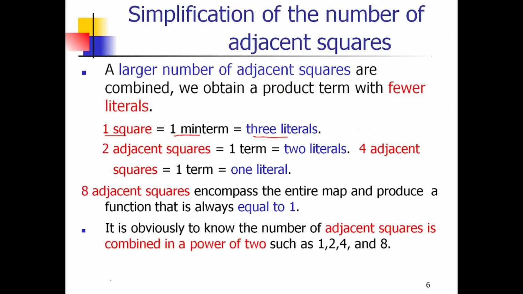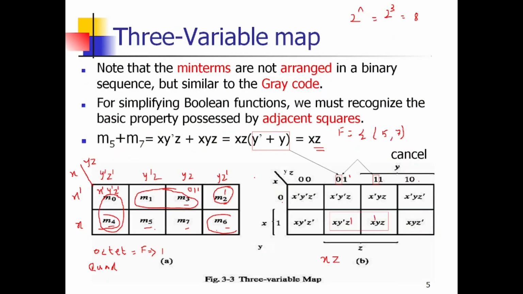Then next is 4 adjacent squares. For 4 adjacent squares we are going to obtain one term. 4 adjacent squares is nothing but a quad possibility. For a quad possibility we obtain one term, and that one term consists of one literal. See, here we have discussed. This may be a quad: the first row may be a quad or the second row may be a quad, and the first two columns may be a quad, or the second column and third column may be a quad.